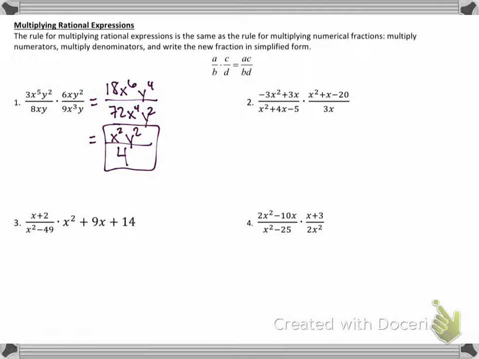So let's take a look at number 2. The key in doing this type of problem is factor one thing at a time. Don't try to hop around and do multiple things. Don't cancel as you go. Factor everything first and then simplify.